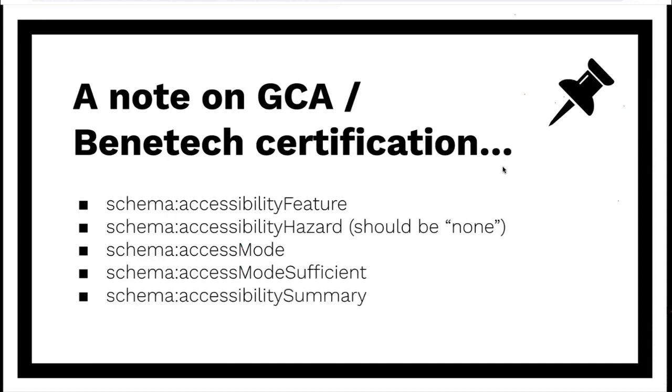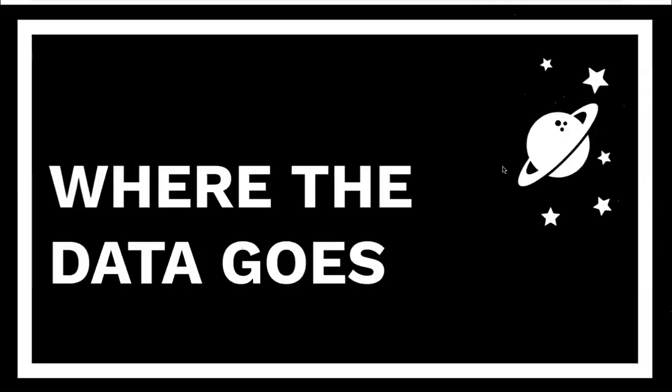Schema access mode sufficient and schema accessibility summary are should-haves. Once you have these, you should convert them to ONIX and add them to your metadata, and then you'll be meeting at least the metadata portion of EPUB Accessibility 1.1. Whew. So you've got your ebook creators on board with creating your schema accessibility data. You've got your ONIX metadata set up to match.